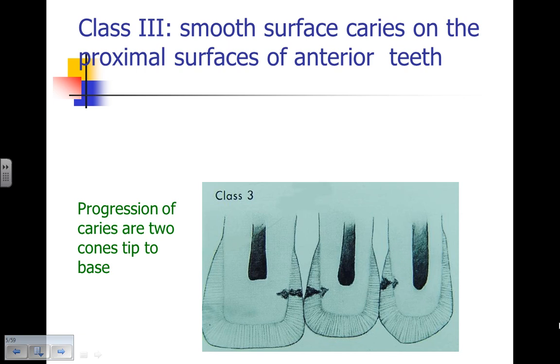The definition for a Class III carious lesion is a smooth surface carious lesion on the proximal surfaces of anterior teeth where their progression is described from the outer border of the enamel to the DEJ and to the dentin as two cones tip to base.